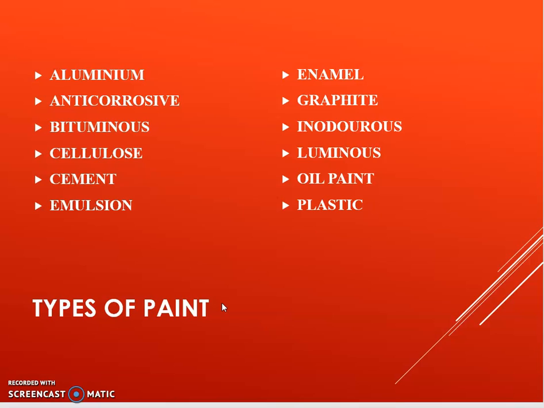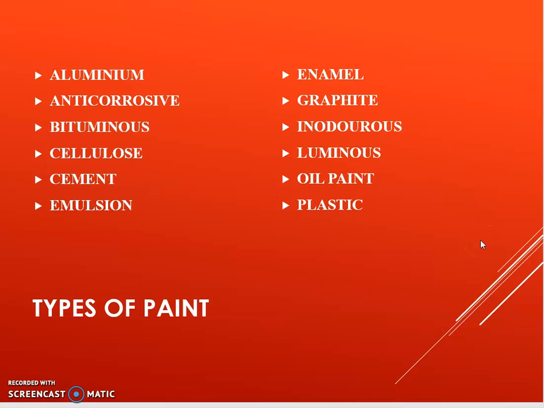In order to improve the appearance, it's usually required, or it is desirable, to coat with titanium white in linseed oil before coating with this enamel paint. So it's kind of a primer, right? Titanium white in linseed oil can be used as a primer, first coat, and then you can go for this enamel paint. The next is graphite paint.